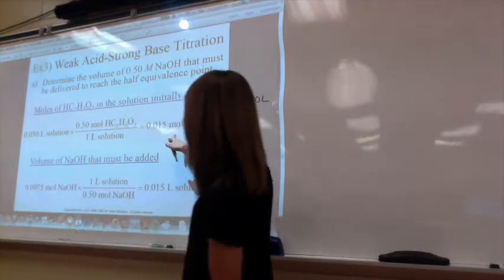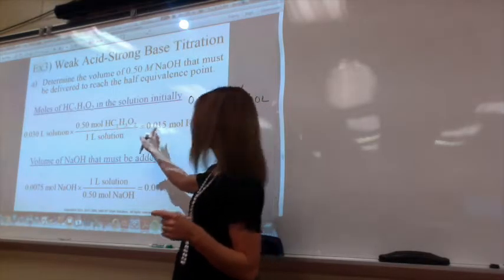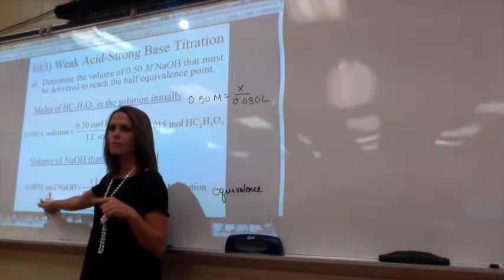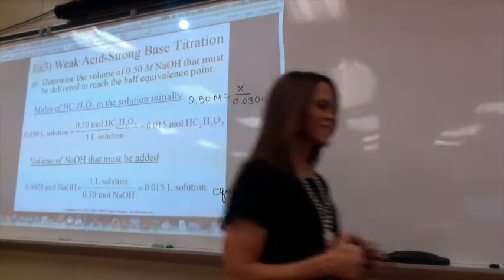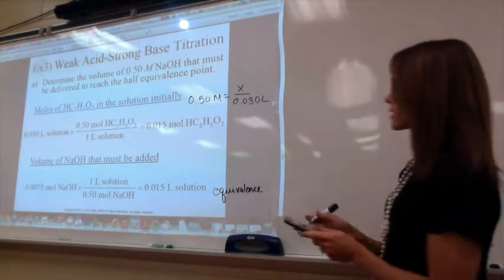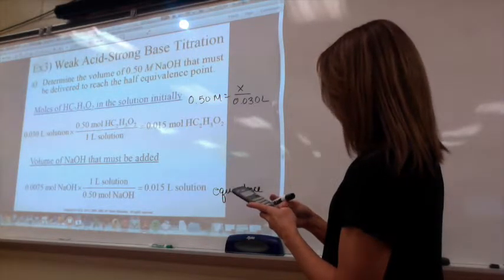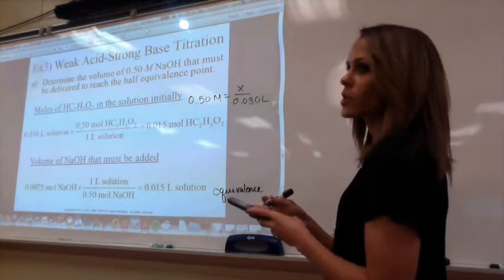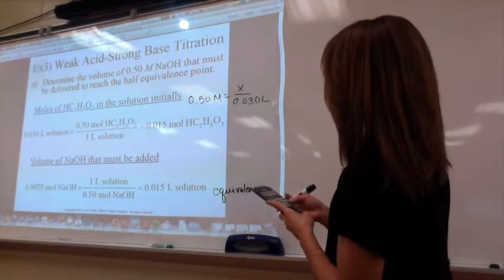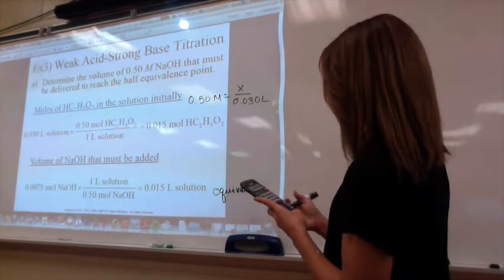I see what it is. They divided the moles by half. You could do it either way. So they took 0.015 moles, divided that by half, and put that as the moles here. Got it. I didn't see that was happening. So the way that I would have done this initially is I would have taken the 0.015 moles for my weak acid, and I would have calculated my equivalence point and then divided that by 2. So if you do it that way, you'll still get the same answer.